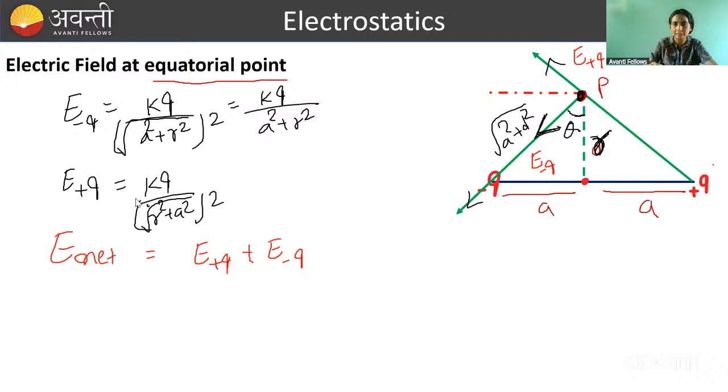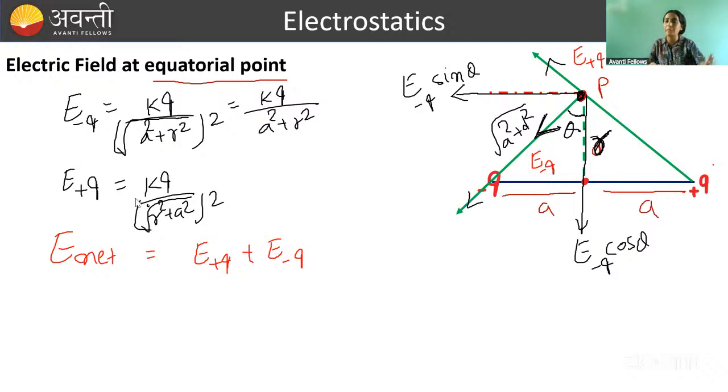So if this angle is theta, there will be a component of E minus Q in this direction, and that is your E minus Q cos theta. And there will be a component of E minus Q in this direction, that is your E minus Q sin theta. Similarly, we are going to break E plus Q. So if you see here, if this angle is theta, this angle is also theta. And if you extend this line, this angle will also be what? Theta by vertically opposite. So E plus Q will have one component in the vertically upward direction. That is your E plus Q cos theta.